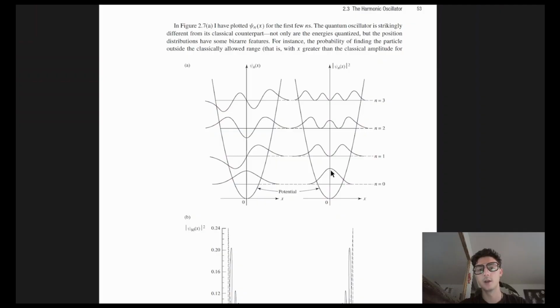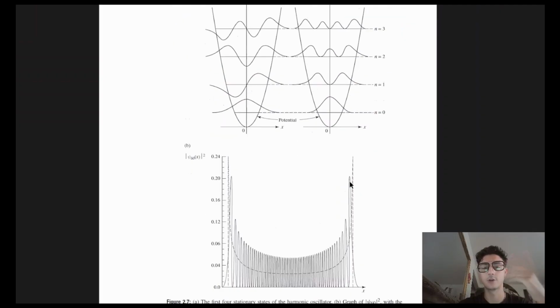I take a measurement. I am most likely to find it in the center. But if I have the first excited state, so raising operator once on the ground state, we get this. The probability of finding the particle in the center of the well is 0. Same thing for n equals 3. Very, very interesting. And also, there is some non-zero probability of finding the particle outside the harmonic oscillator well, which does not happen in classical mechanics.